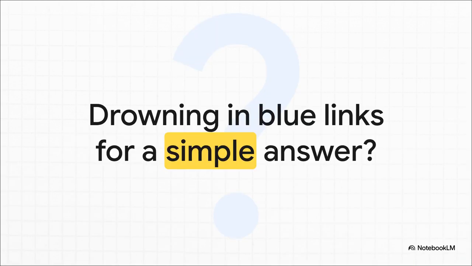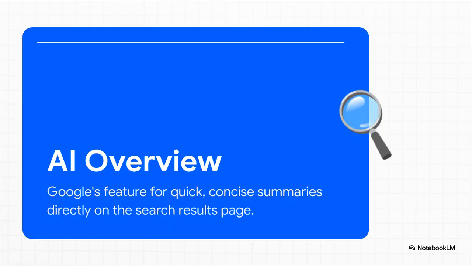Okay, so you know the drill, right? You've got a simple question, you type it into Google, and bam, a wall of blue links. You end up opening like 5 different tabs, scrolling through articles, just trying to stitch together the answer. It's frustrating. But what if I told you that whole song and dance is about to become a thing of the past? And this is where AI Overview swoops in.